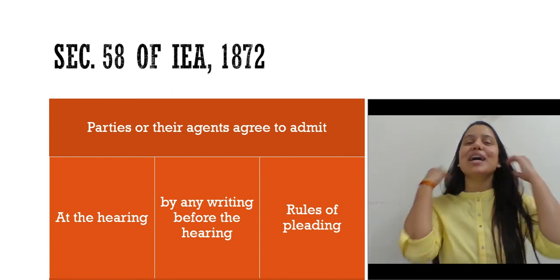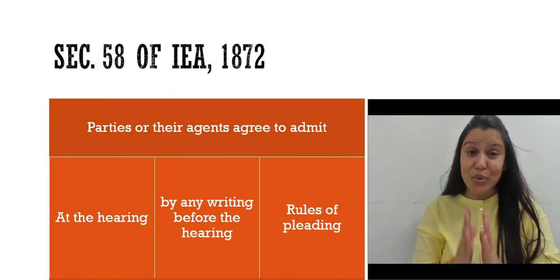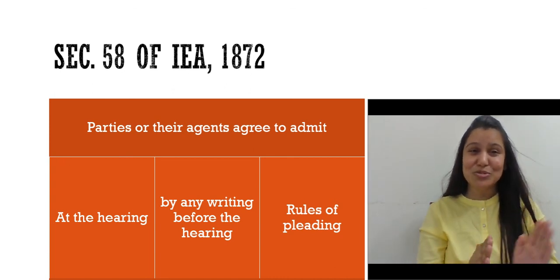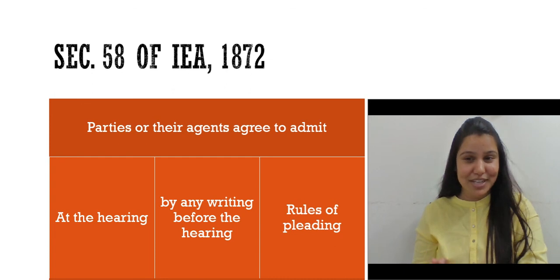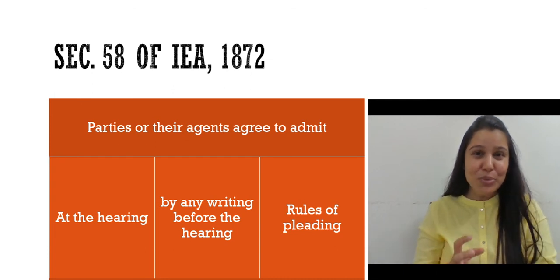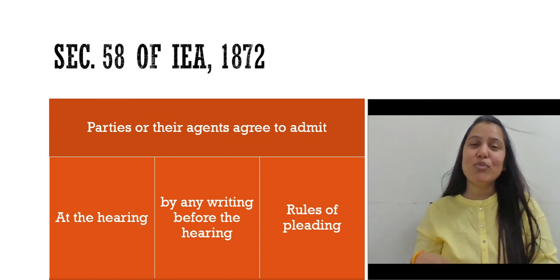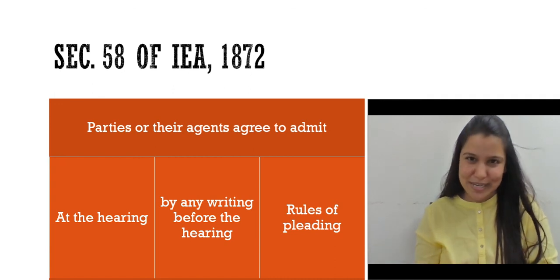So, with this, I would like to rest my lecture. I hope everything when it comes to Sections 56, 57, and 58 is clear. Now you would know of what facts judicial notice can be taken.